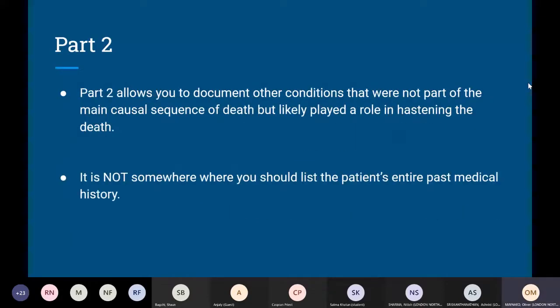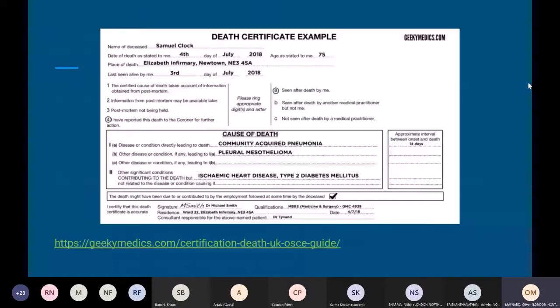And then part 2 is for any condition that may have had an impact in their death, but not necessarily directly caused it. So this doesn't mean that in this section you just list every single one of their past medical histories. BPH wouldn't have been relevant in this situation, so that doesn't have to get listed. As we can see here, 1A, community-acquired pneumonia, 1B, mesothelioma, and other contributing factors like ischemic heart disease or type 2 diabetes. So you will most likely have to fill out death certificates as a junior doctor.